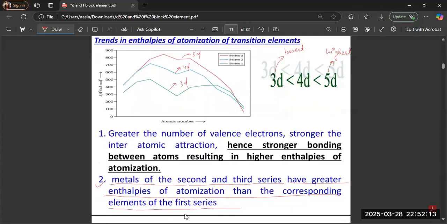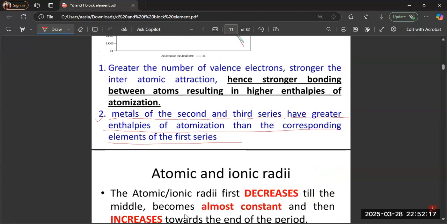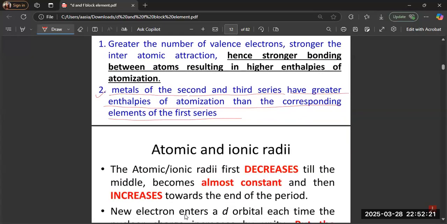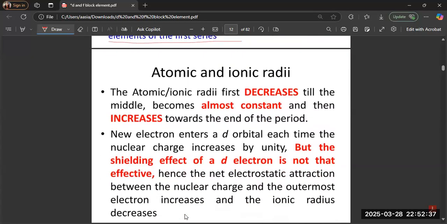Now let's discuss the atomic radii and ionic radii. What happens to the atomic radii? The atomic radii of the first series decrease till the middle with an increase in atomic number. See here.